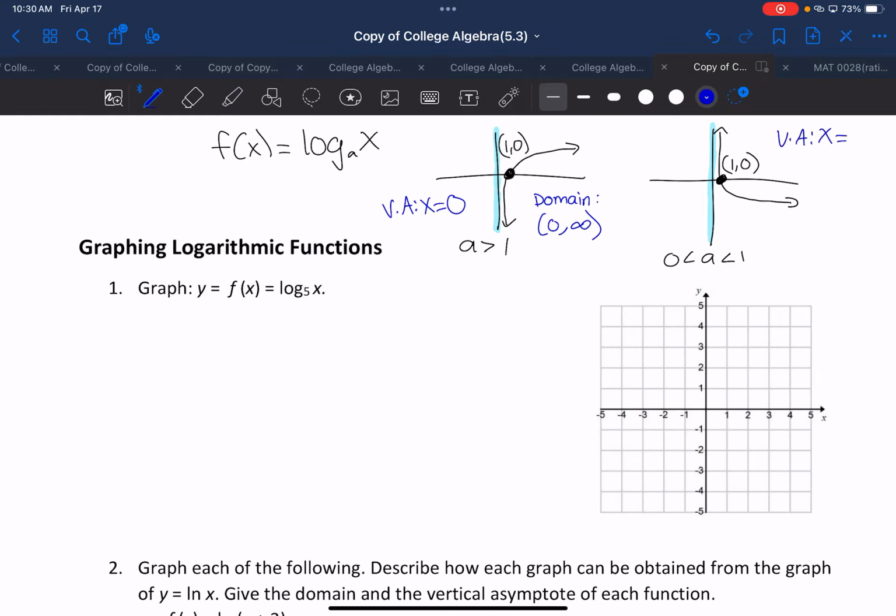At x equals 0, so that it'll never cross. And the domain will still be from 0 to positive infinity with the parentheses because it can't equal 0. So all of that you can have on your cheat sheet for your base graphs. Okay?